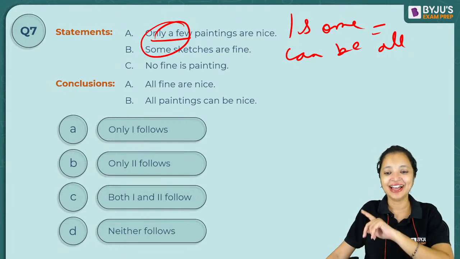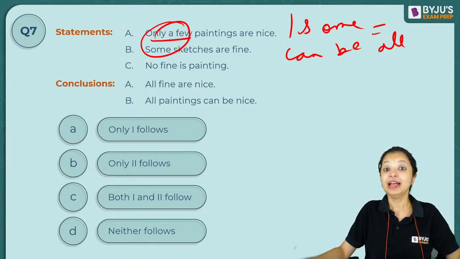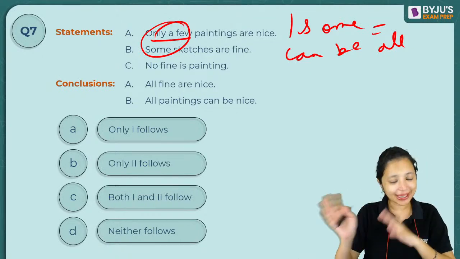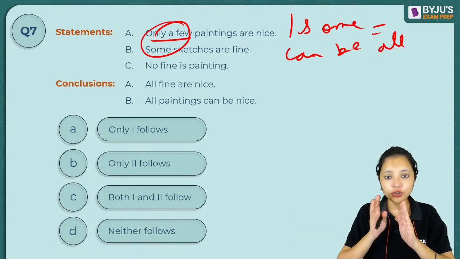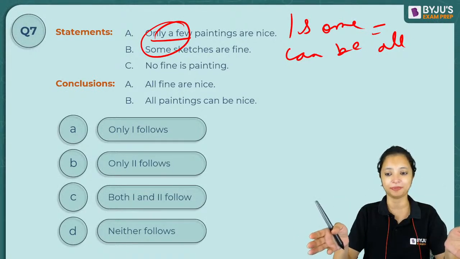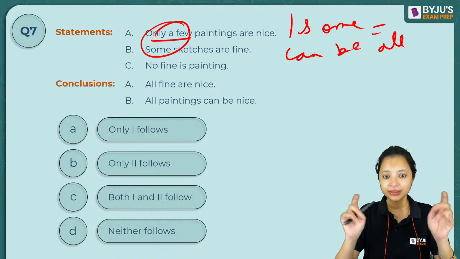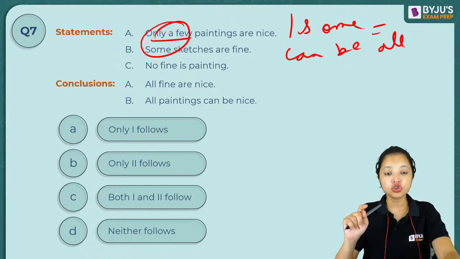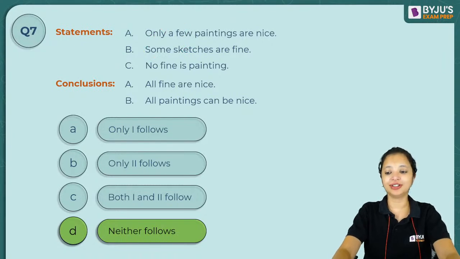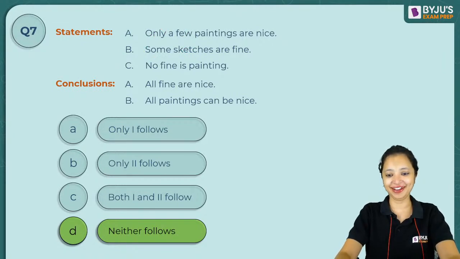Everyone's getting it correct now. Some is different from only a few. Some can be all. Only a few cannot be all. That's the difference between them. Thus, B will also not follow. The correct answer is neither of the conclusions. Did you get this, everyone?